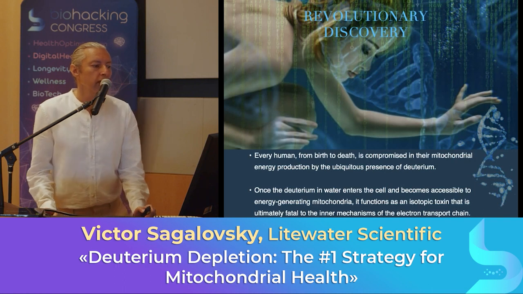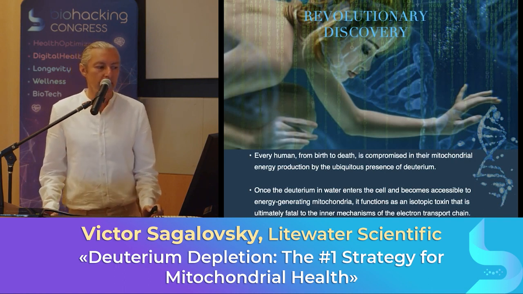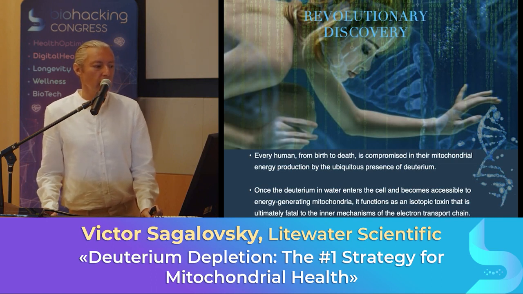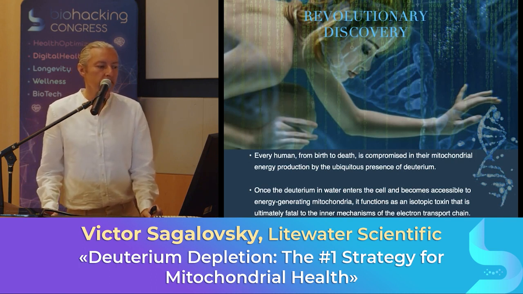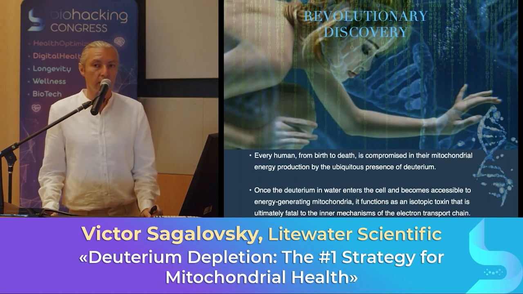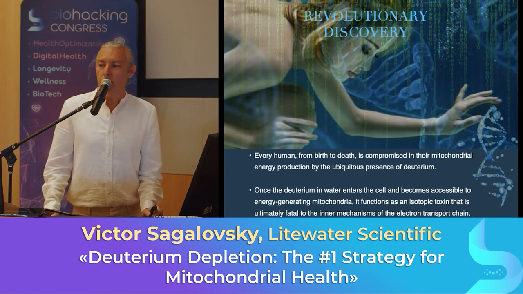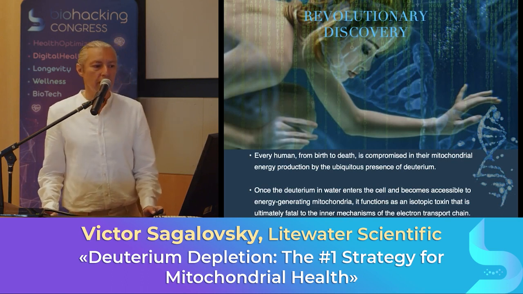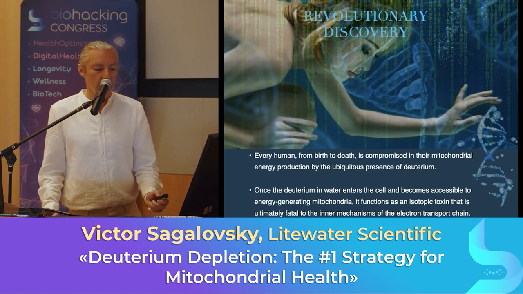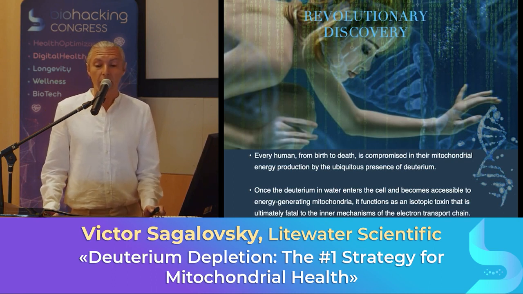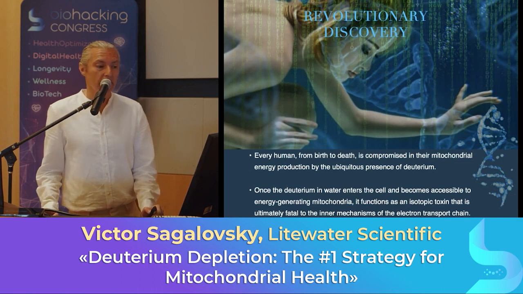So every human from birth to death is compromised in their mitochondrial energy production by the ubiquitous presence of deuterium. Once the deuterium in water enters the cell and becomes accessible to energy-generating mitochondria, it functions as an isotopic toxin that is ultimately fatal to the inner mechanisms of the electron transport chain. This is new information that's 60 years in the making. So this is a very, very big Trojan horse for our cells, and we're living in this time where we can do something about it, so that's fantastic.